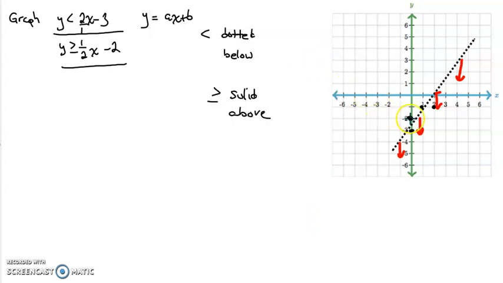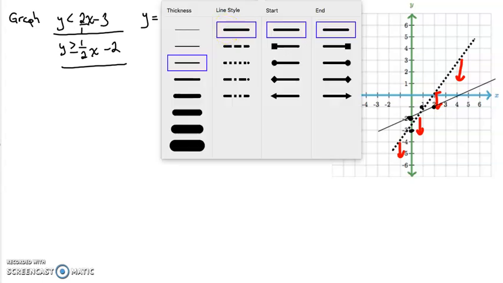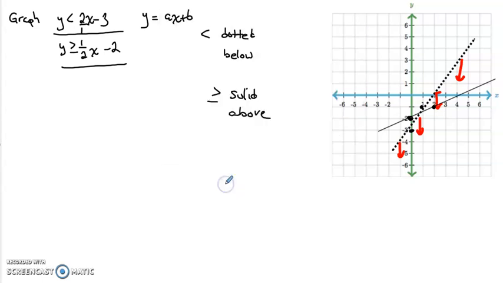So we need to go through this point and this point. So there's our second line, and we need to shade above that. Let's do that in green. So we're shading above this line, which means we're going above it. So we're going up.